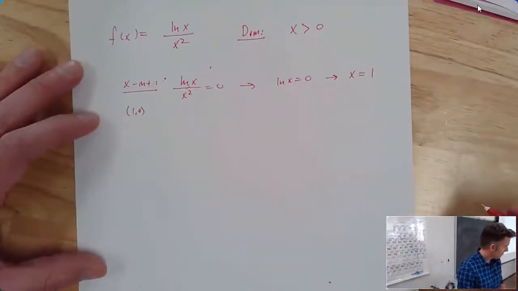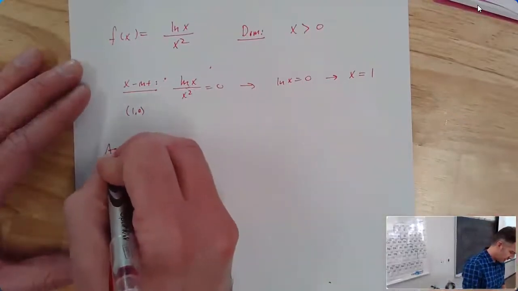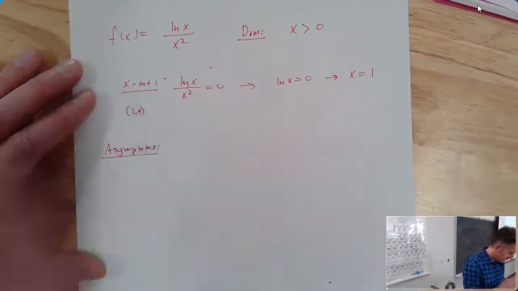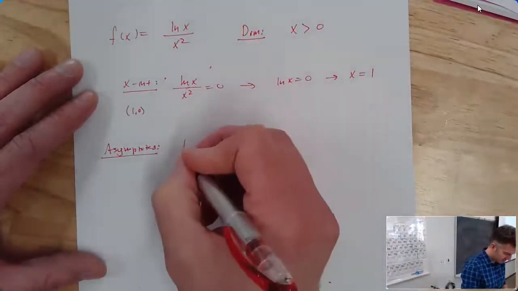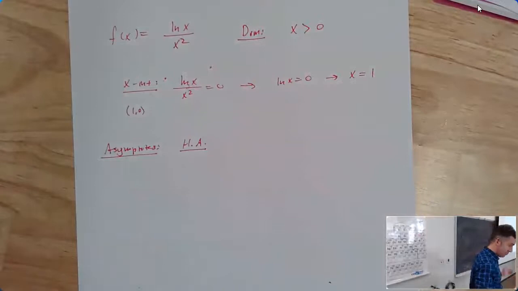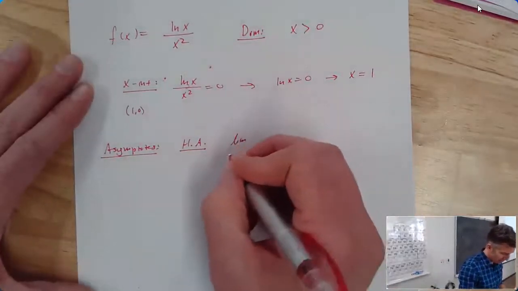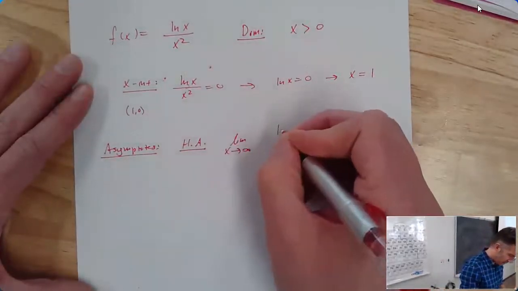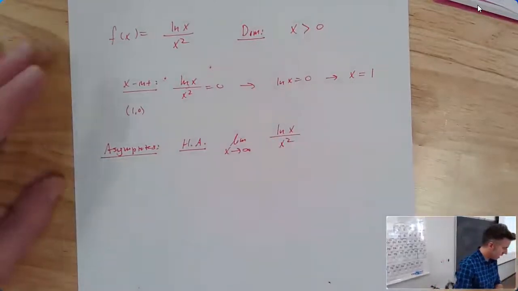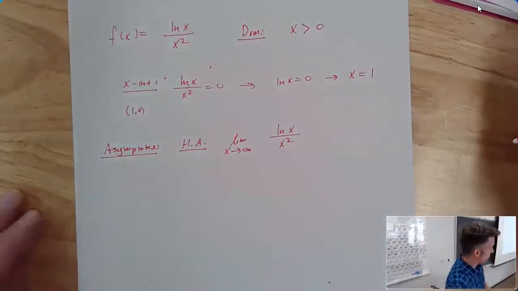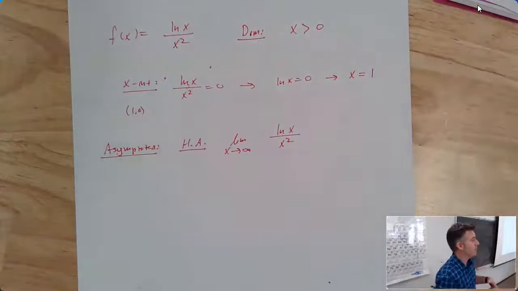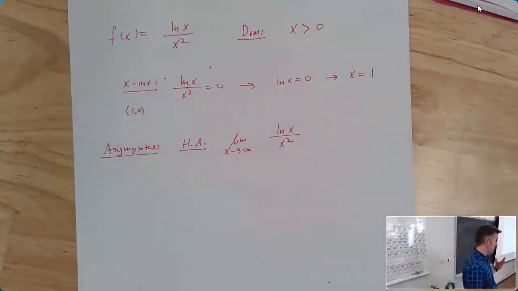Asymptotes. Asymptotes are interesting here. Let's talk about a horizontal asymptote first. We can't go to negative infinity because it's not in the domain. If we look at the limit as x goes to positive infinity of the natural log of x over x squared, we would be able to do this with L'Hopital's rule, but for now we're just good. It also is good to have a sense about which functions are bigger than other functions.